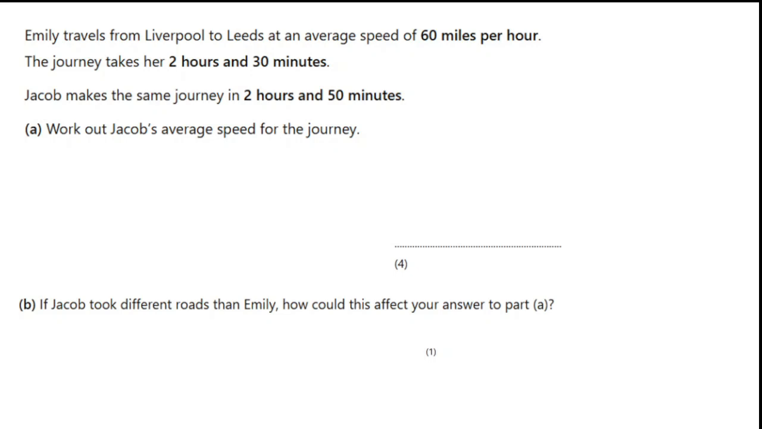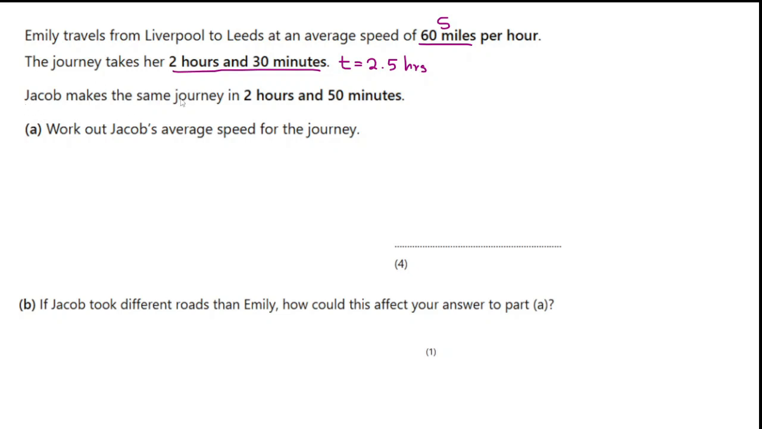Emily travels from Liverpool to Leeds at an average speed of 60 miles per hour. So I know her speed is 60 miles per hour. The journey takes 2 hours and 30 minutes. Now, the total time taken for the journey should be 2.5 hours.